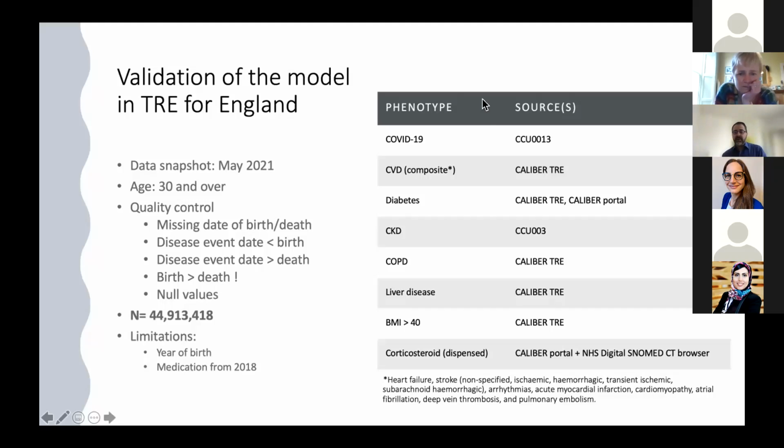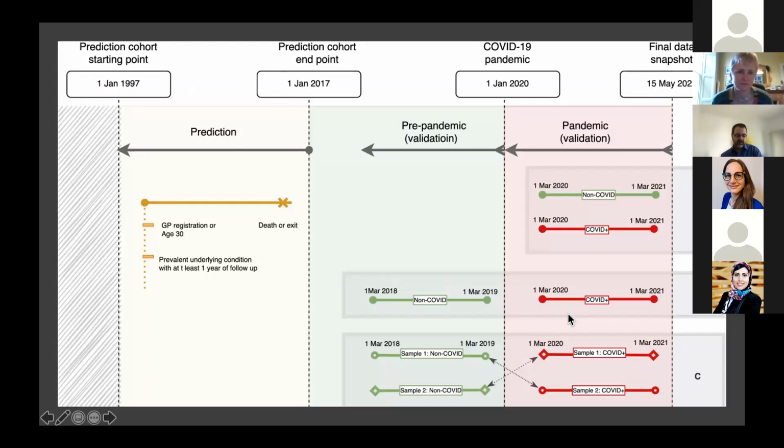As for phenotyping for COVID-19, we used the definition of the CCU0013 project, work of Spiros, Johan, and Chris, and we used different definitions of CALIBER available in TRE, and also extended that with the CALIBER portal. For CKD, we used another customized phenotyping in CCU003, and for corticosteroid, we used dispensed medication. Again, since we have only 2018 data, this is not a historical use of corticosteroid.